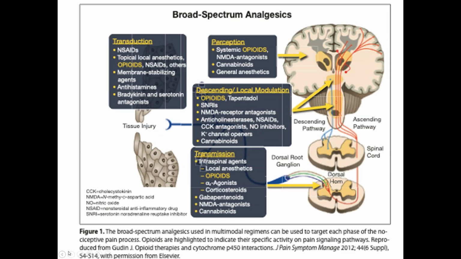So this is a pretty complicated slide. This came out of a human pain management thing, but you can see, for example, if you look at opioids, and this one's a little more detailed than that earlier slide, you can see transduction, perception, descending modulation, transmission. You see opioids show up in all 4 of those locations as having an impact, which speaks to why they're so effective for us.